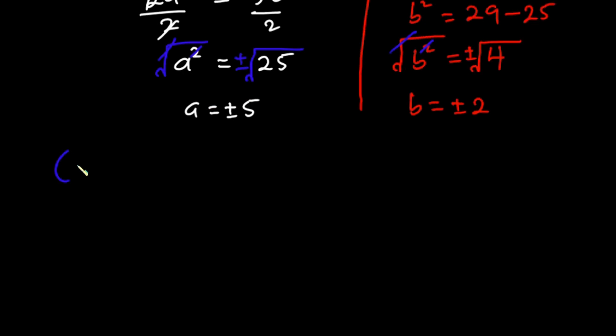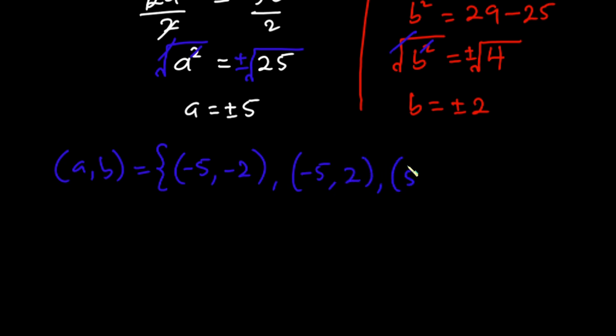And now the values of a and b turn out to be, when a is negative 5, we have b to be negative 2. Then when a is negative 5, we can have b to be positive 2. And again, when a is equal to positive 5, we can have b to be negative 2. And then when a is positive 5, we can have b to be positive 2.